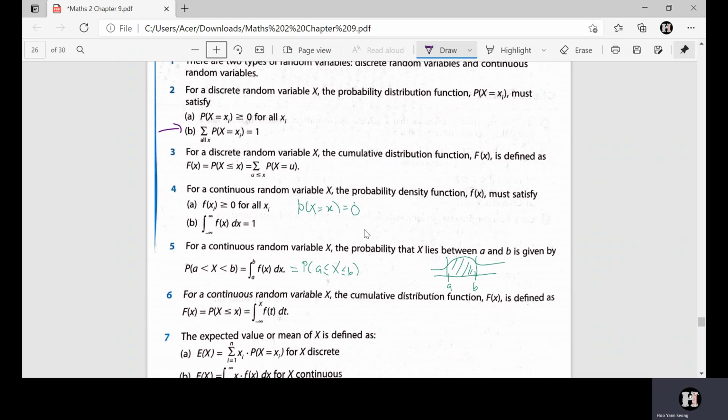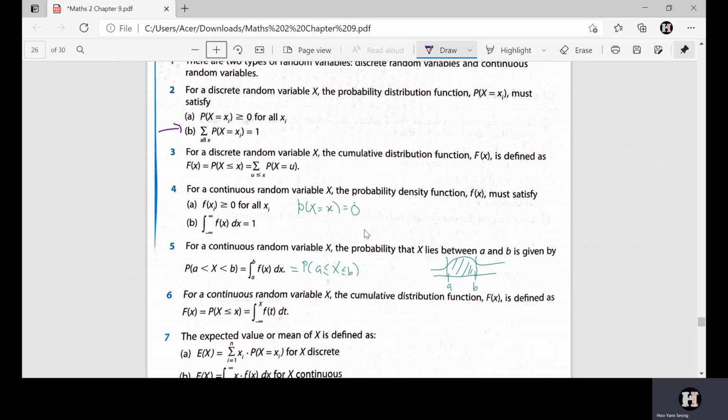Okay, so for the continuous random variable, the probability lies between A and B. Because P(X = x) equals 0, if any question asks you to find the probability of x between A and B, it is the same as finding it inclusive of A and B, because the equal is 0. So how to find this probability? You are integrating from A to B.